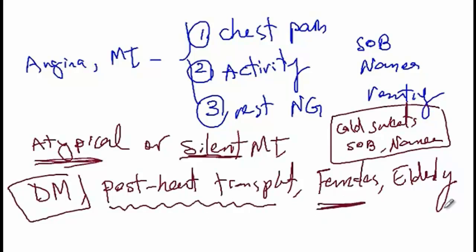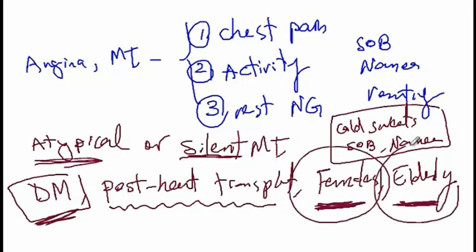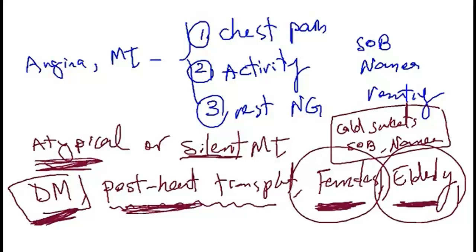Now, the reason females and elderly are also listed here is that females are generally living longer than males, and elderly patients are having multiple comorbidities, including diabetes mellitus. So therefore, there has been also an association with being female and being an old person to present with an atypical angina. So just keep that in mind. Diabetes mellitus, post-heart transplant patients, female and elderly, are at increased risk of presenting with atypical angina, and thus you should have a high suspicion index for diagnosing angina in these patients.